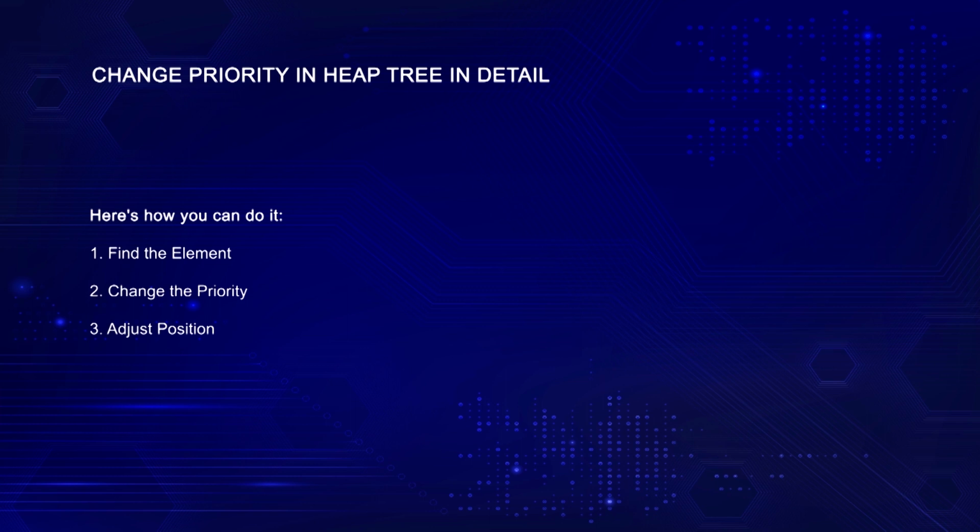Now, we will discuss the third step, that is, adjust position. After changing the priority, compare the element with its parent and children, if any. Depending upon whether the heap is a max heap or min heap, you might need to swap the element with its parent if its priority violates the heap property. If the element's priority is now higher for a max heap, or lower for a min heap, than its parent's, then swap it with the parent and continue this process further up the tree.